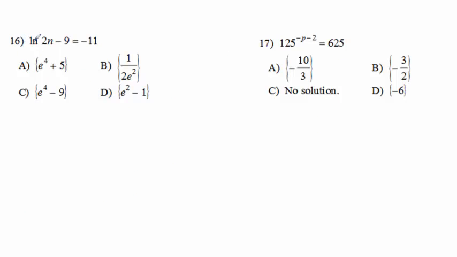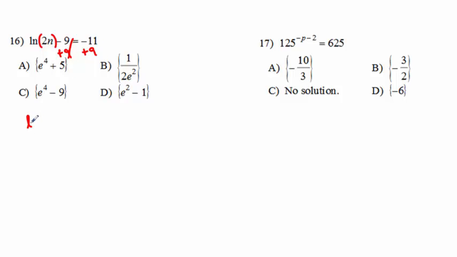Now, natural log of 2n minus 9 equals negative 11. First off, if they don't put parentheses, the only thing that's part of our logarithm is what's right after it. That minus 9 is not a part of the logarithm because there's not parentheses. If they'd put a parentheses right here after the negative 9, then yeah, it'd be inside of our logarithm. But they didn't, so it's not. So we need to add 9 to start off over to the other side.